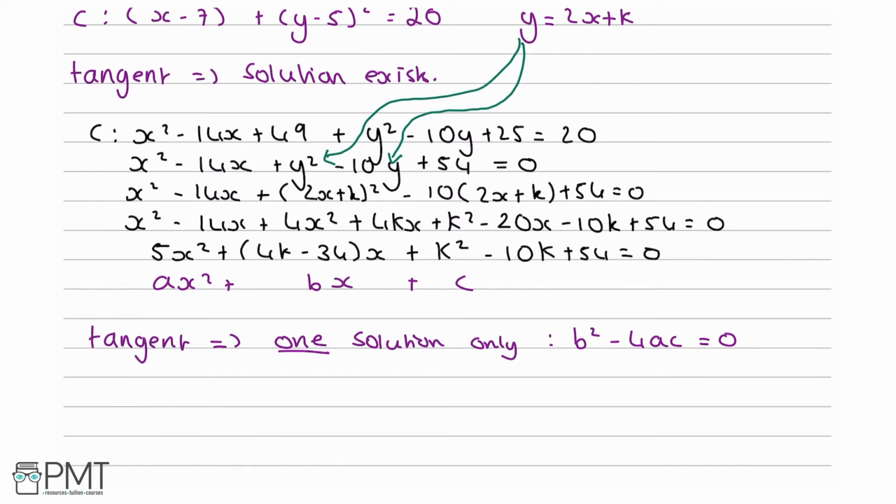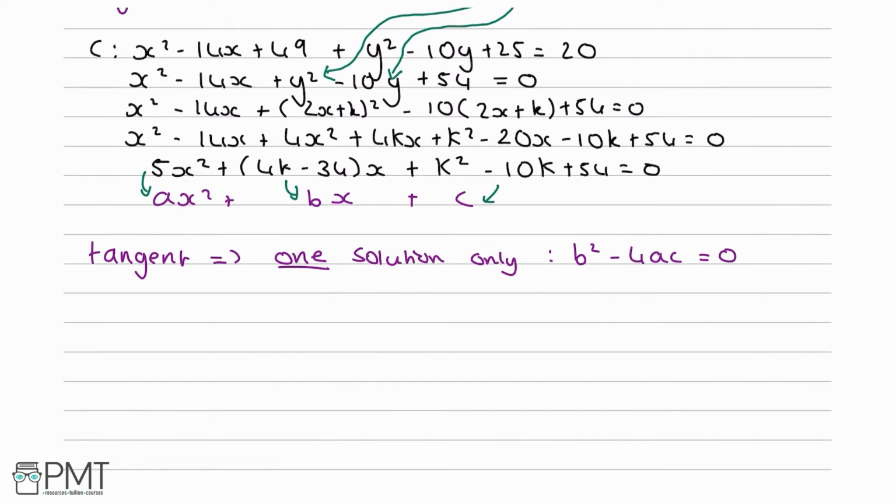So let's solve b squared minus 4ac equals 0. A is 5, B is 4k minus 34, and C is k squared minus 10k plus 54. So I am going to put all of these into our formula. So b squared, so (4k minus 34) squared, minus 4 times a, which is 5, and then (k squared minus 10k plus 54), and remember this all equals 0.